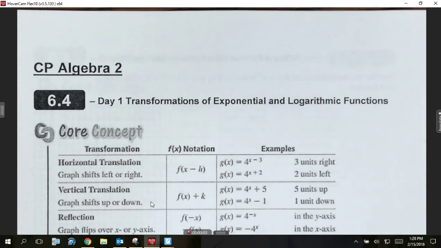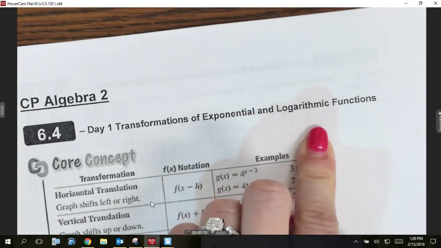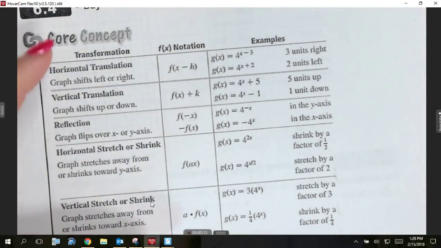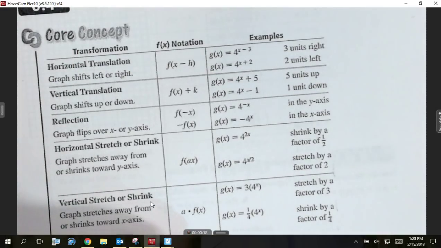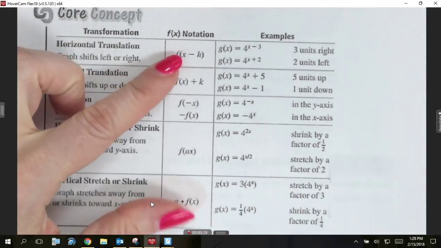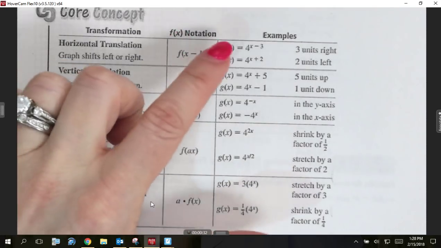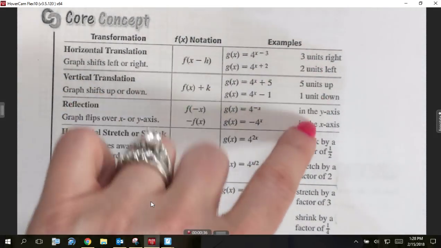Today we are doing Section 4, and it is transformations of exponential and logarithmic functions. Here is a review of all the different transformations that we have done since chapter 1. So this is not the first time, nor is it the last time you will see this stuff. We've got the f of x notation, which we'll review at the end of class today. We've got examples with actual numbers plus what the transformation is.